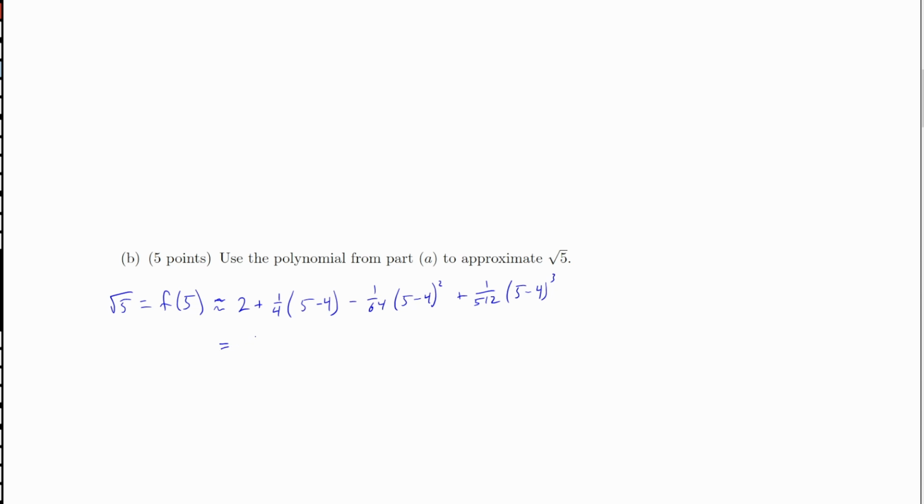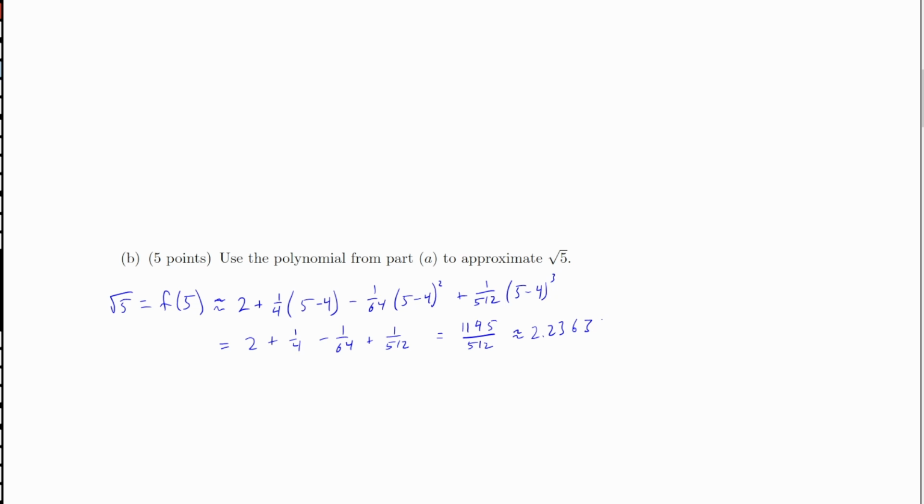Okay, so we'll simplify that a little bit. This is just 2 plus 1/4 minus 1 over 64 plus 1 over 512. As a fraction, we get 1145 over 512. And this is approximately 2.236328125.